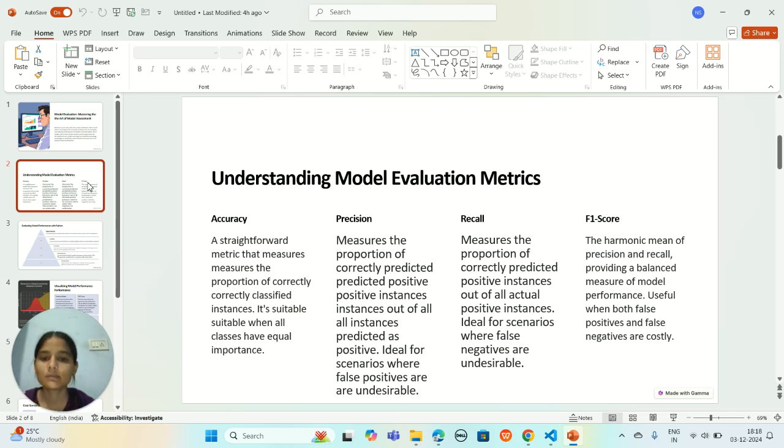The second one is precision. It measures the proportion of correctly predicted positive instances out of all instances predicted as positive. Ideal for scenarios where false positives are undesirable. Recall measures the proportion of correctly predicted positive instances out of all actual positive instances. Ideal for scenarios where false negatives are undesirable. F1 score, the harmonic mean of precision and recall, providing a balanced measure of model performance, useful when both false positives and false negatives are costly. So basically this is the checking of false positives and negatives and whether they are desirable or undesirable.